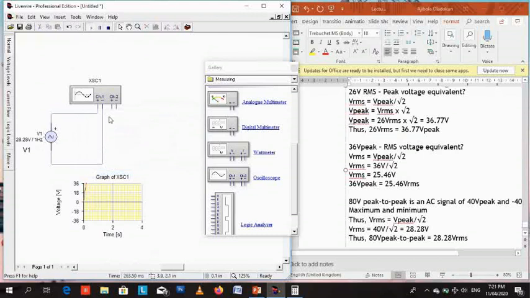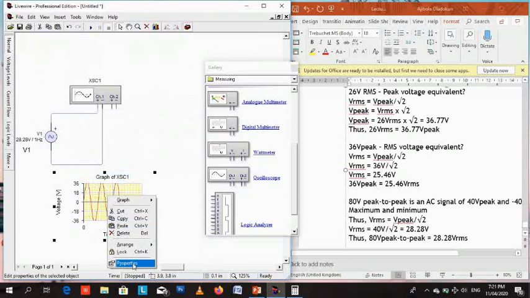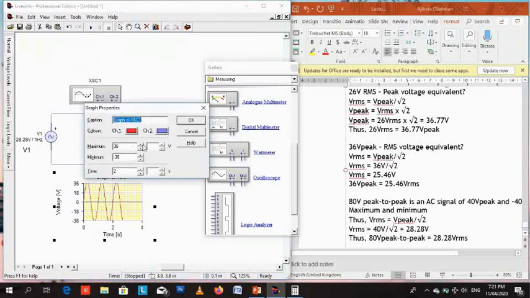Okay, we see that it rose above to 36. See that there's a clip, it cuts it at 36. It's because the V peak is higher than 36. So let's adjust the maximum. Adjust the maximum to 40 and minimum to minus 40 because our V peak is 40. Remember, our V peak is 40 now.